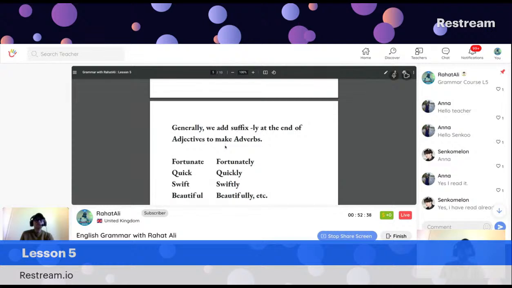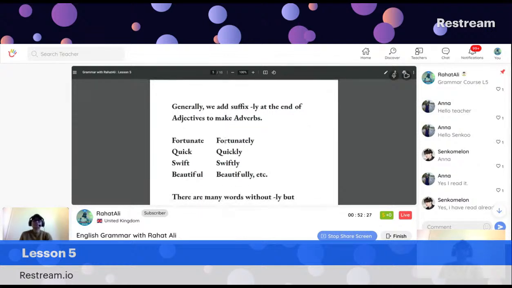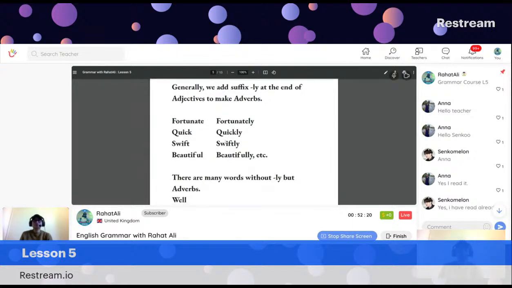So generally we add a suffix. The suffix means at the end of the word. Prefix is at the beginning. We add ly at the end of adjectives to make adverbs. So fortunate is an adjective, and fortunately is the adverb. Similarly quick, quickly; swift, swiftly; beautiful, beautifully.